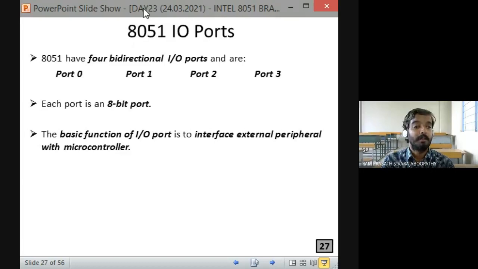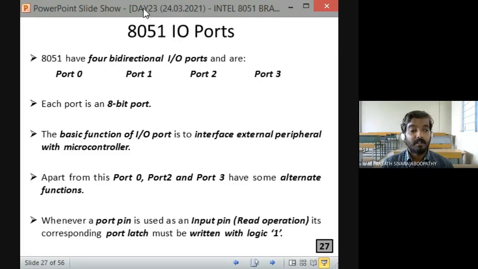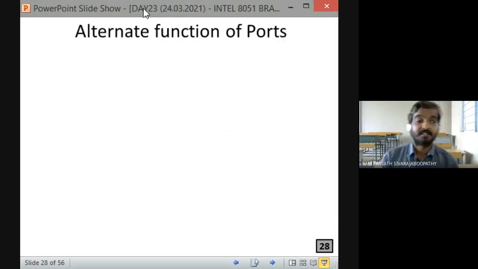That's all. So the basic function of an IO port is to interface external devices with the microcontroller. Apart from this, port 0, port 2 and port 3 have some alternate functions. Whenever a port pin is used as an input pin, that means for a read operation, its corresponding port latch bit must be written with logic 1. I think we all know this. I hope we have discussed these things in the lab session. Now we will discuss more about the port registers.